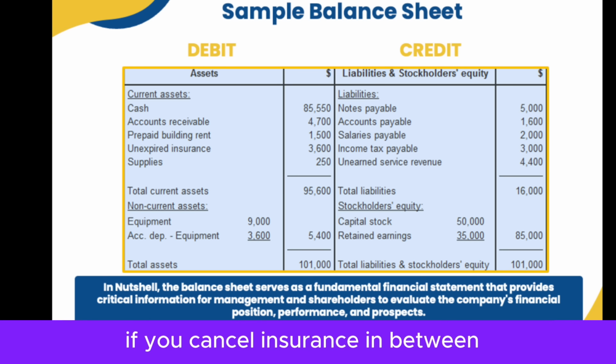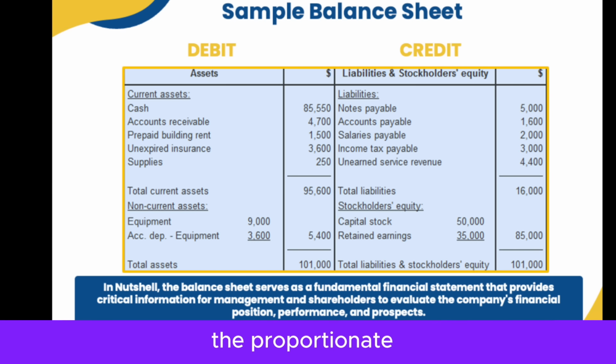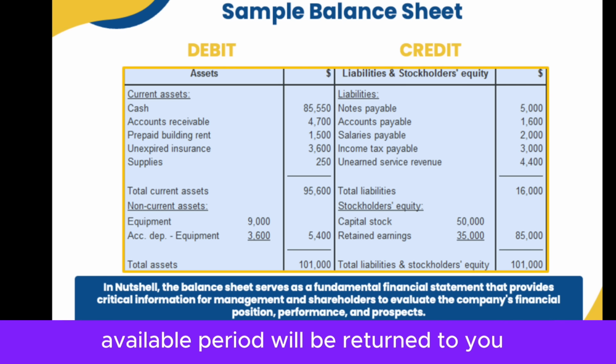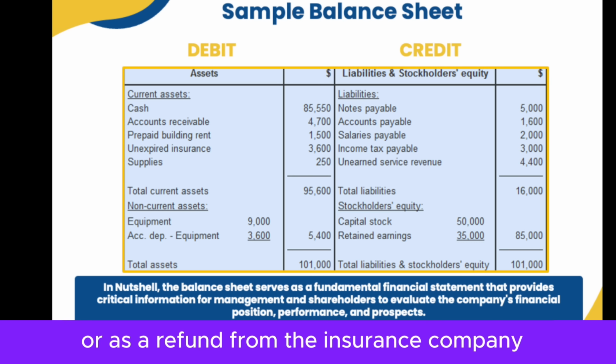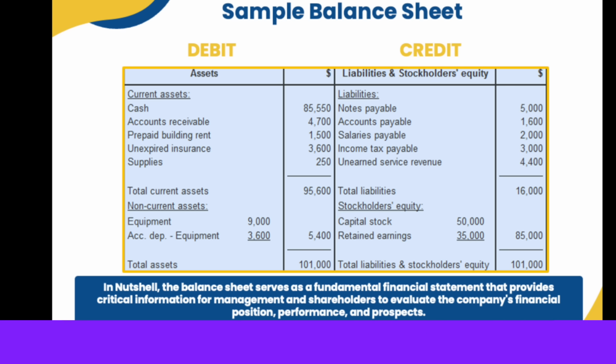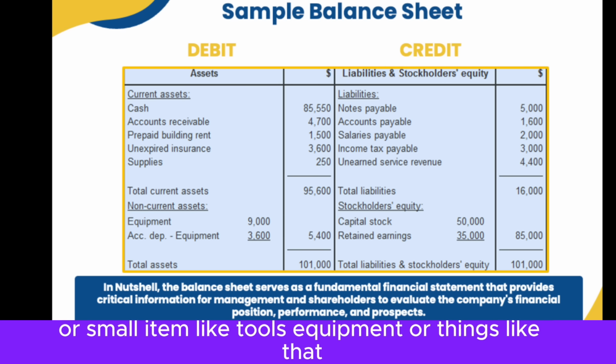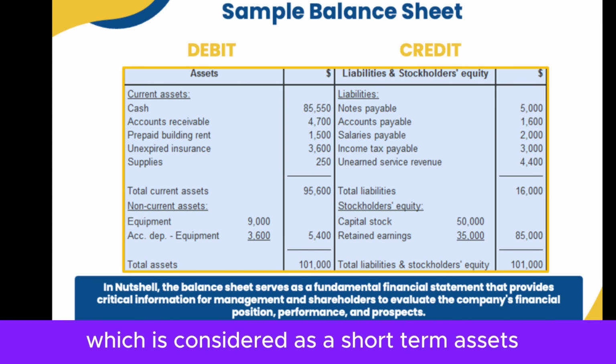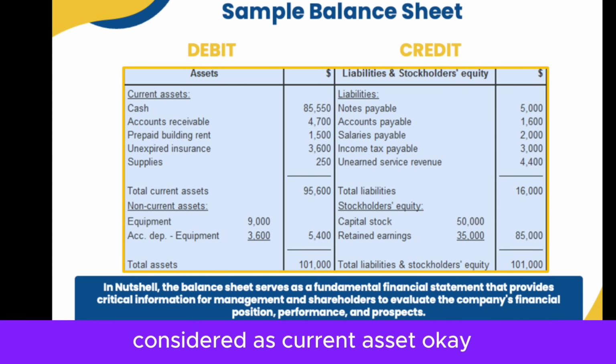So if you cancel an insurance in between, the proportionate available period will be returned to you as a credit note or as a refund from the insurance company. So again, it comes back to you if you're canceling or abandoning the contract. Similarly, if you have any small supplies or small items like tools, equipment, or things like that, which are considered short-term assets, they are considered current assets.